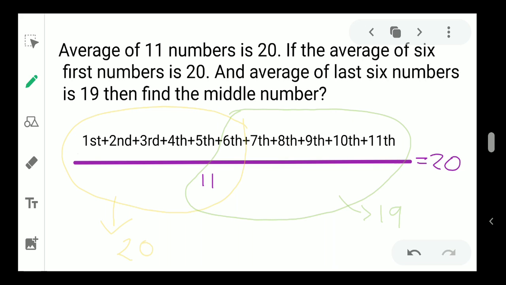numbers. So this is my first number, this is the second number. I don't know its value, and I don't need it either. This is the third number, fourth number, like that up to the 11th number.